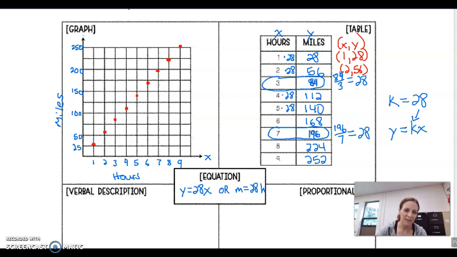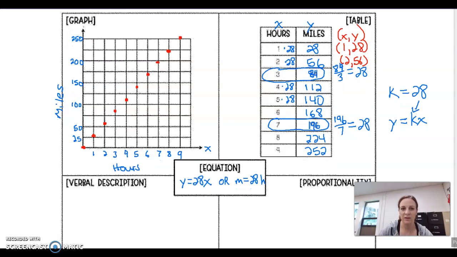And we can see that this line is straight, and it would also go through this origin. Makes sense. If we're talking about white-tailed deer traveling 28 miles per hour, if they travel 0 hours, they're going to go 0 miles. So let's put that into our verbal description down here.